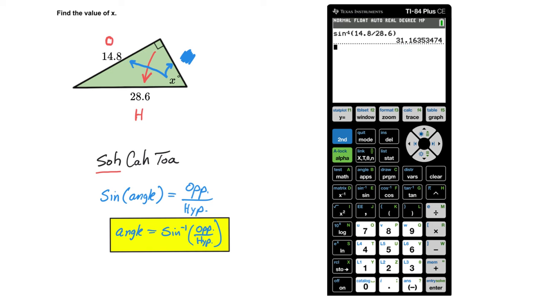That's how you're going to find missing angles. You use inverse sine, or inverse cosine, or inverse tangent to find missing angles. And from there, use the ratio that goes with it, and you're done.